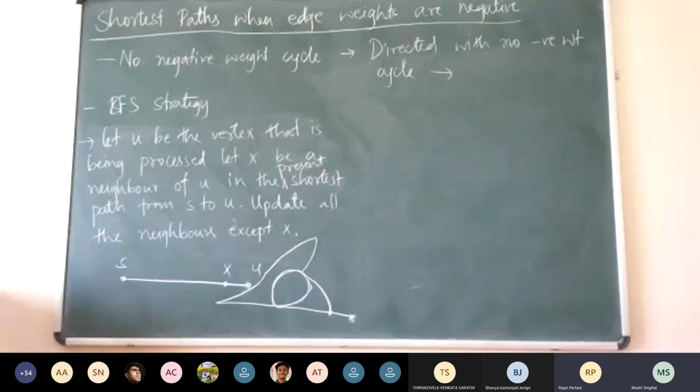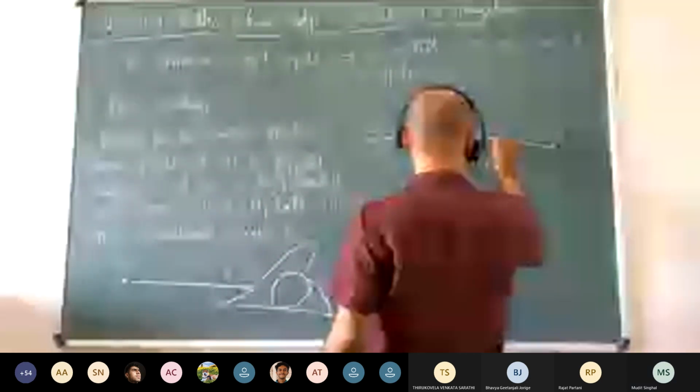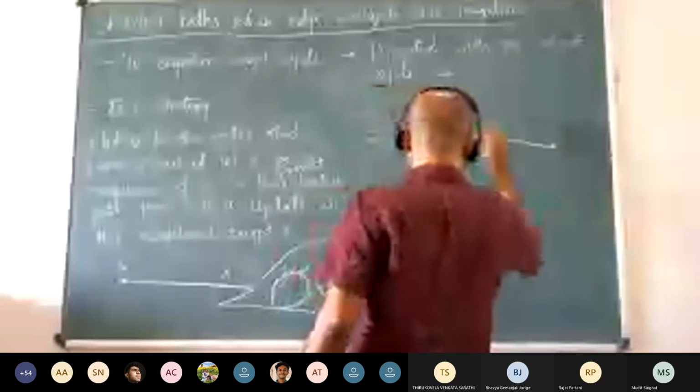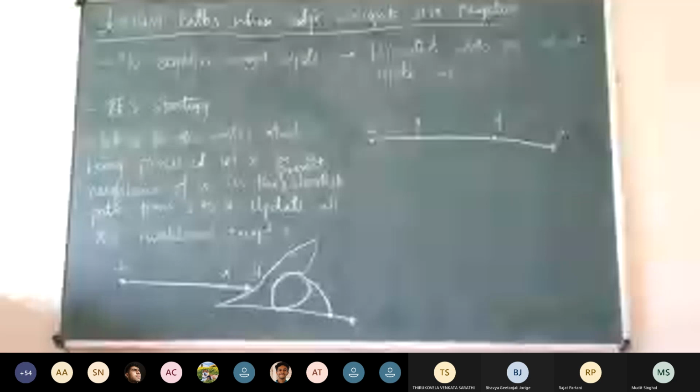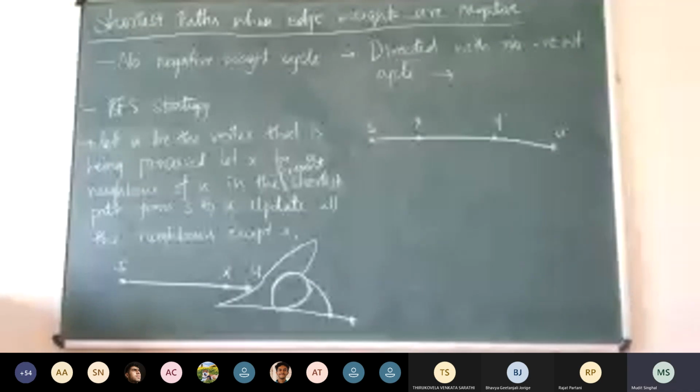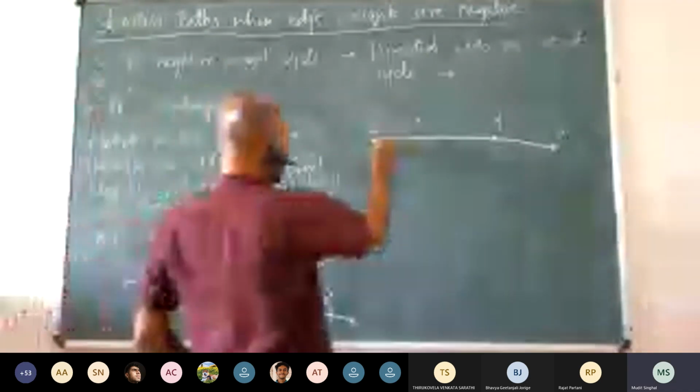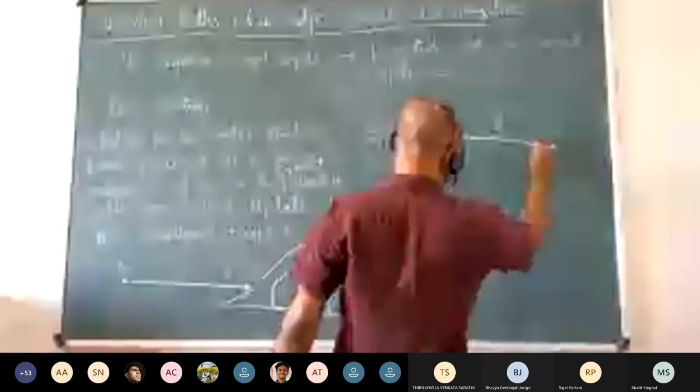So does everyone agree that the shortest path property works even with negative weights? Suppose there is a path from say S to U, right? Then if you take any two different vertices X and Y on this path, will the path between them be shortest again? Yes, sir. If there is no negative weight cycle, then yes. No, there is no negative weight cycle. So assume that this is again directed.